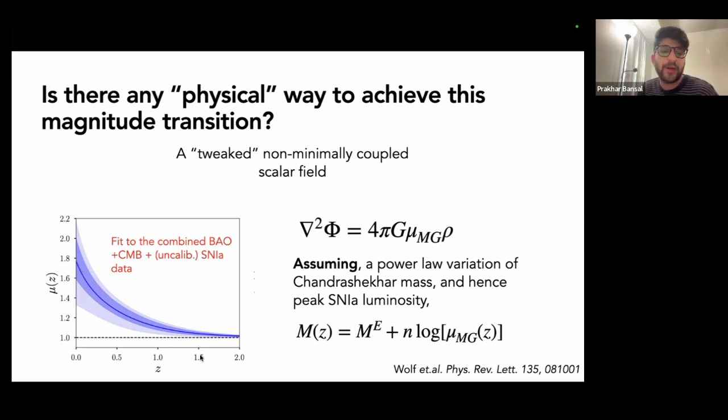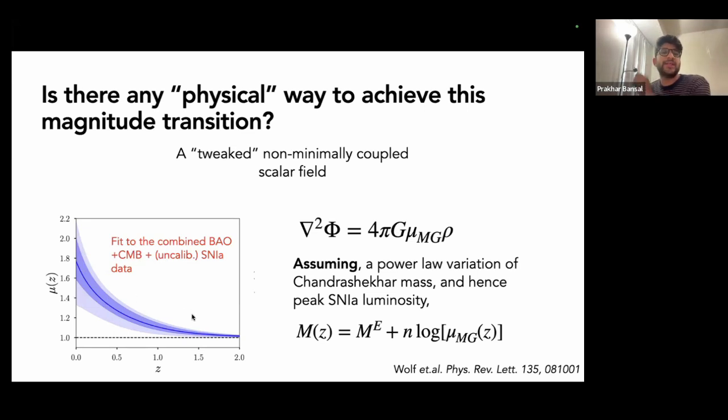So on the left, I have a plot from his paper. This mu is not the distance modulus. It is this mu_MG, the modified gravity mu, which affects the clustering of matter. And this is what they get when they combine with BAO, CMB, and uncalibrated supernovae in that case.